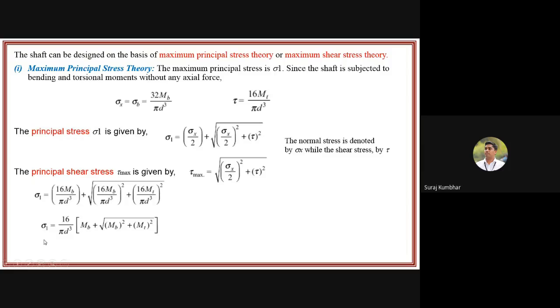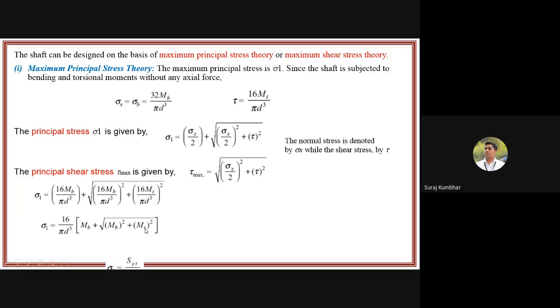So sigma 1 is equal to 16 upon pi d cube taken as common, because I am taking 16 upon pi d cube outside of the bracket. Inside the bracket, Mb remains, so you get Mb plus the square root of Mb squared plus Mt squared. So by using that formula, you can find out the principal stress, that is sigma 1.